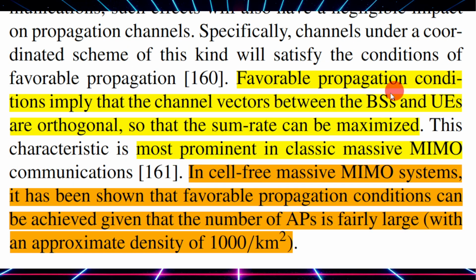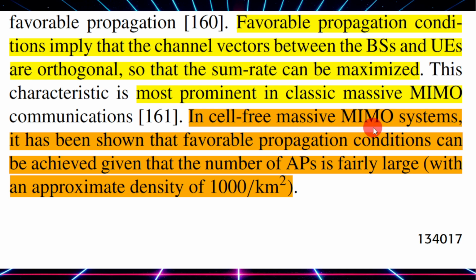Favorable propagation conditions imply that the channel vectors between the base stations and the UEs are orthogonal so that the sum rate can be maximized. This characteristic is most prominent in classic massive MIMO communications, but in cell-free massive MIMO systems, it has been shown that favorable propagation conditions can be achieved given that the number of access points is fairly large with an approximate density of 1,000 per square kilometer.